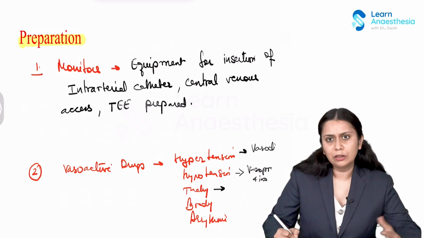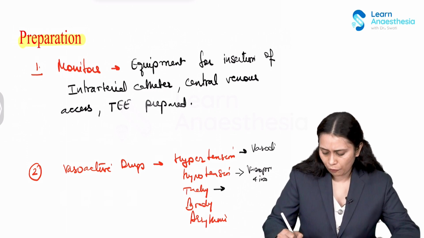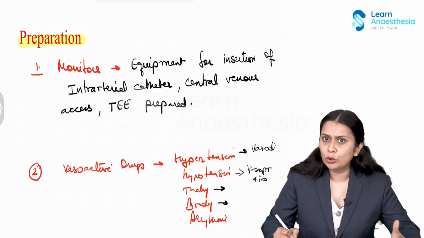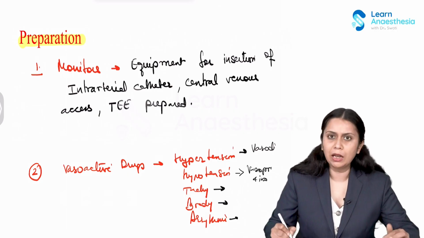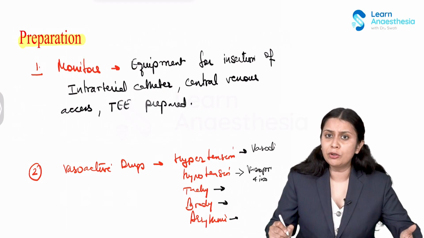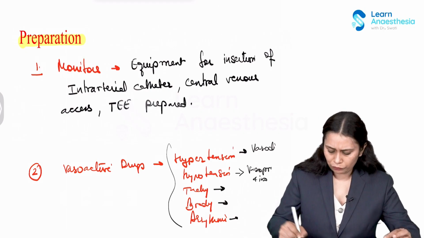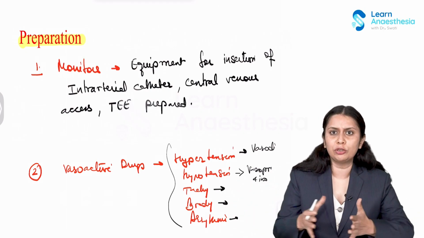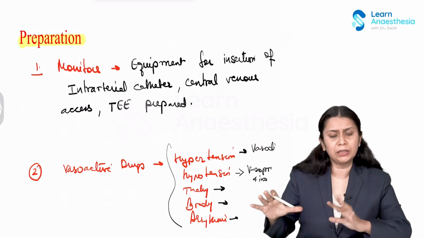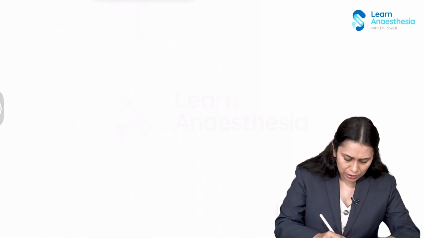For tachycardia, we need to keep our beta blockers in hand. For bradycardia, we need to keep anticholinergic agents. And for arrhythmia, we need to keep antiarrhythmics like amiodarone, lidocaine, etc. in hand. So all the vasoactive drug emergency tray should be prepared. The emergency tray should be separately prepared. Third, we should alert the blood bank.